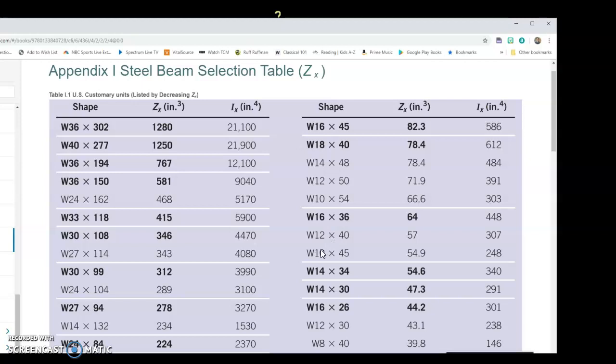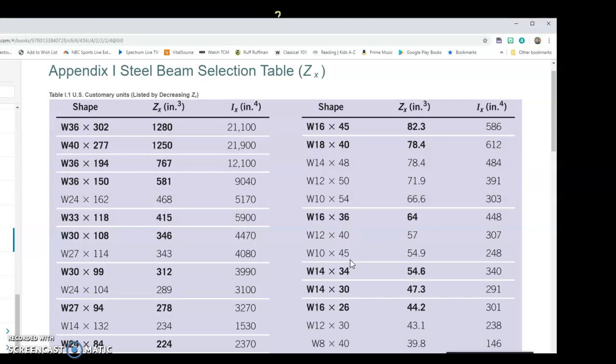And the reason for that is because these beams are getting deeper and deeper. A W10 is only 10 inches deep. A W12 is 12 inches deep. A W16 is 16 inches deep. A deeper or taller beam, a taller cross-section, is going to yield better efficiency. So we actually get a greater plastic section modulus, 64, for a lighter weight of only 36 pounds.